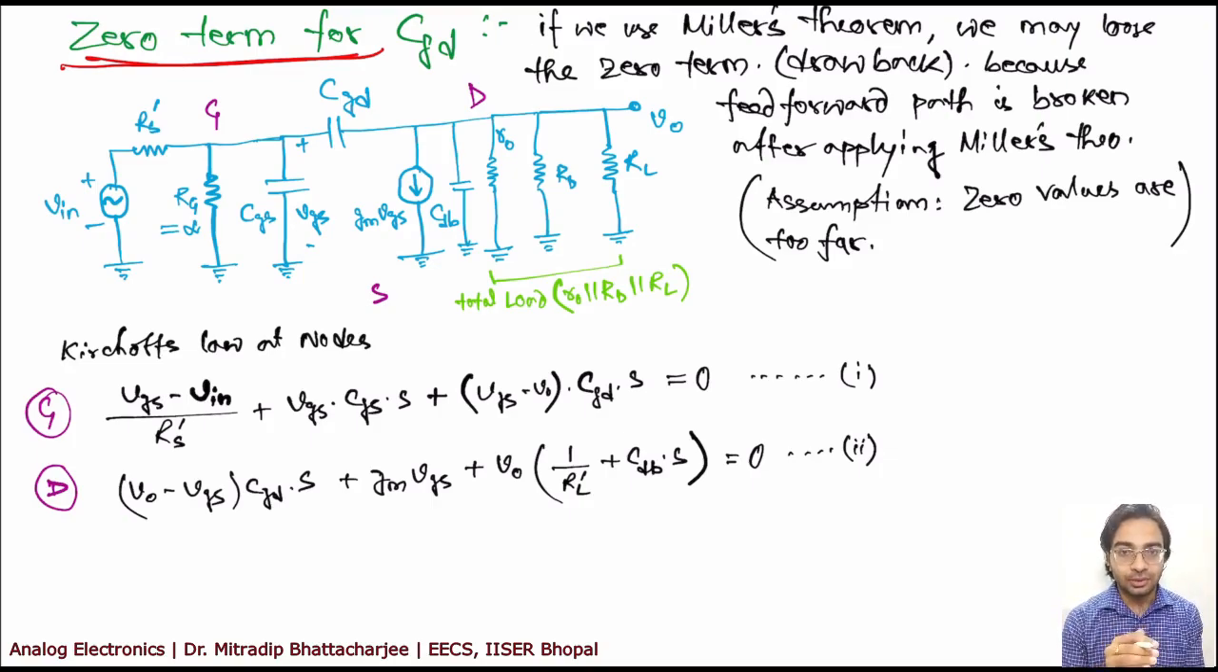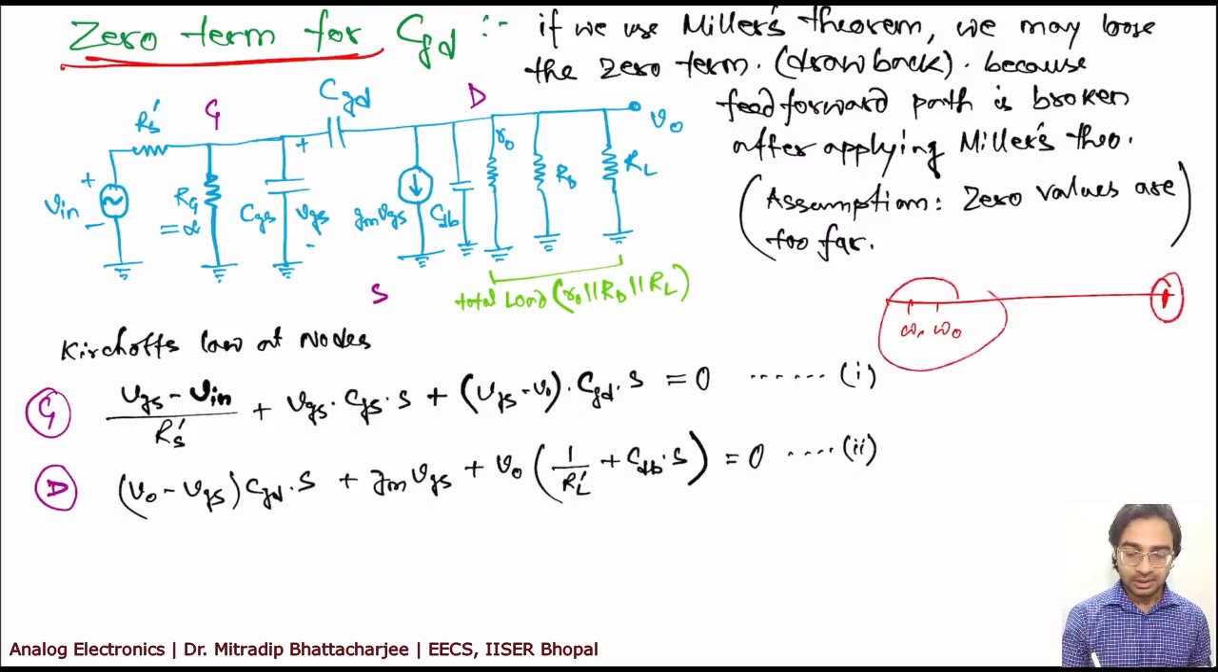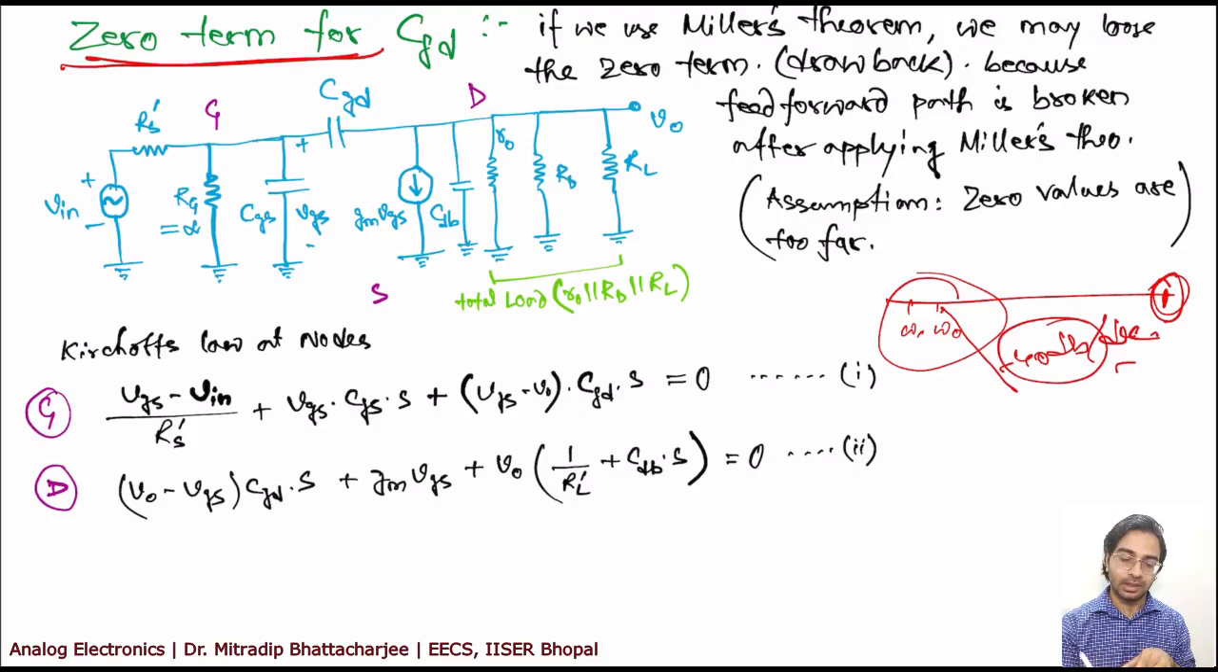So Miller's theorem actually assumes that your zero will be far away from your poles. That means, say if your poles are appearing here, omega 1, omega 0, whatever, your zero will appear somewhere here. So definitely this zero is not going to have any effect on these poles, because your poles have already reduced the gain. Even if the zero appears here, by that time your gain is reducing by minus 40 dB per decade. So this is what Miller's theorem assumes. But this might not be correct.